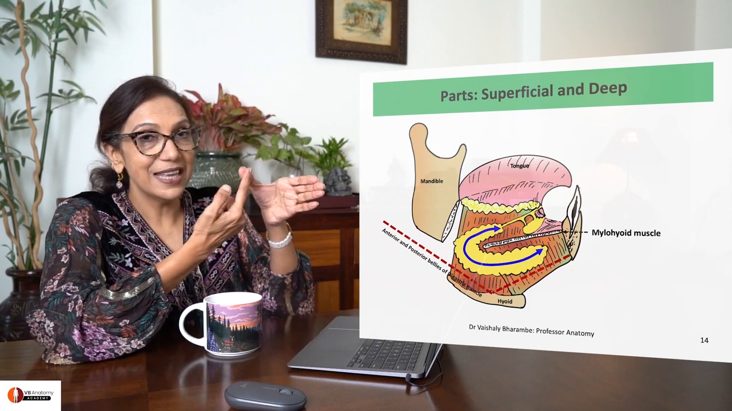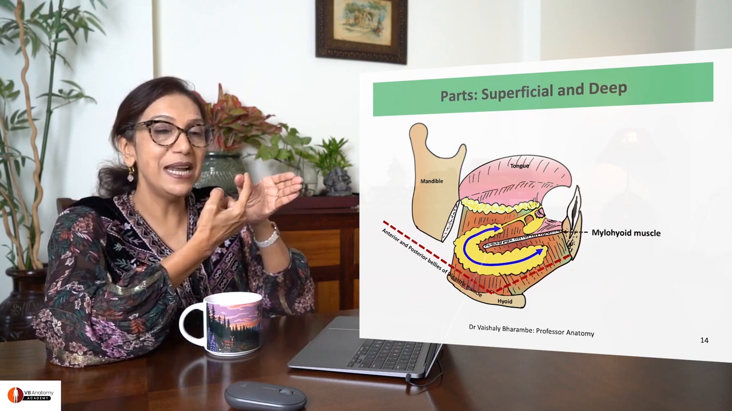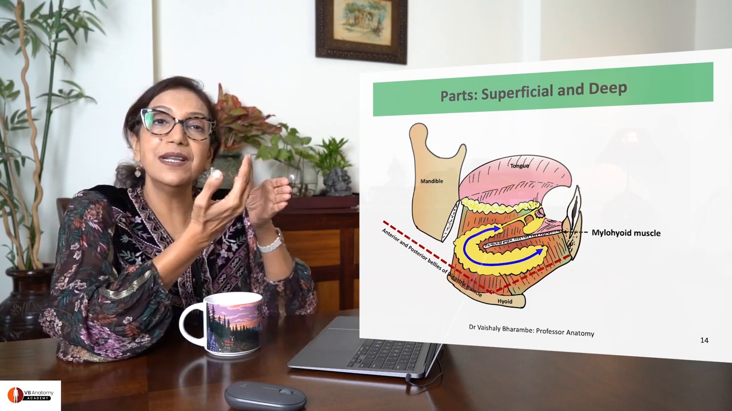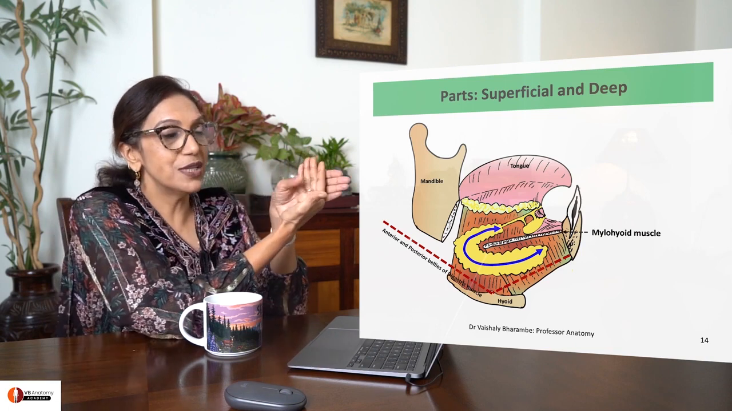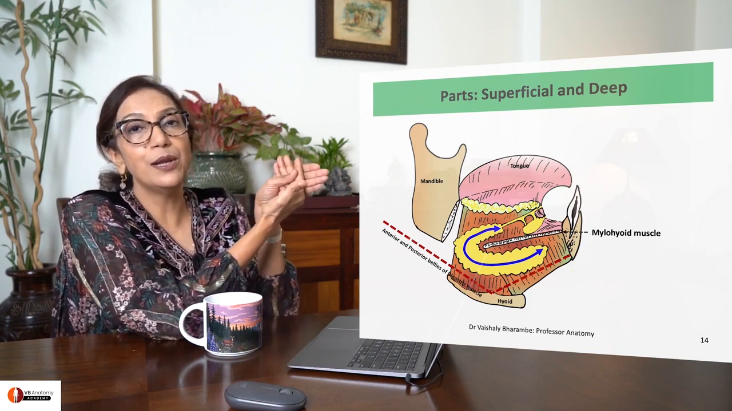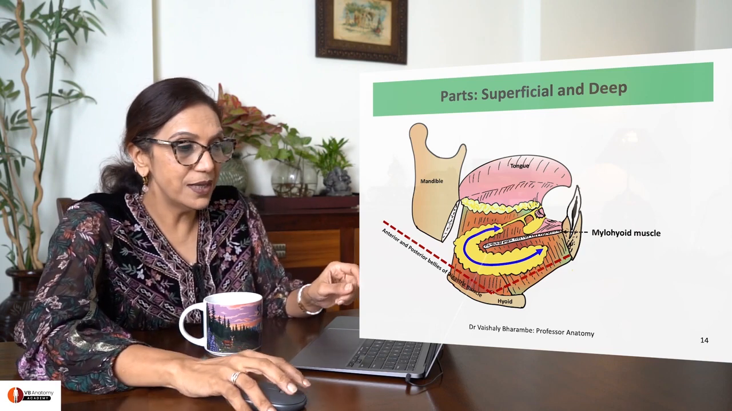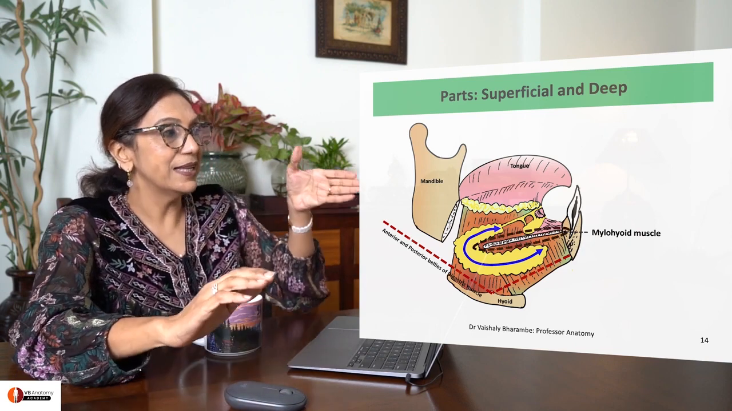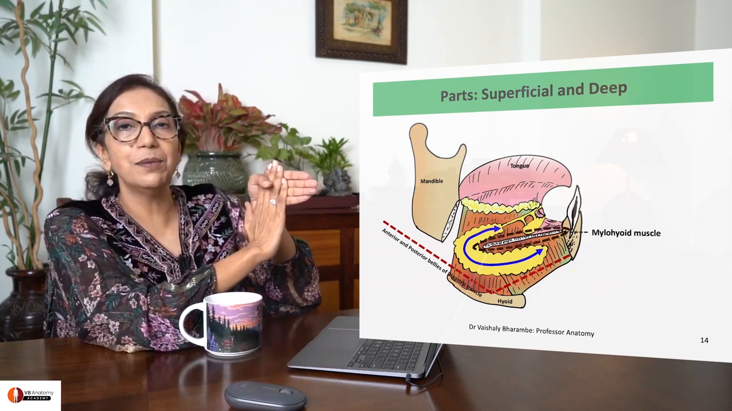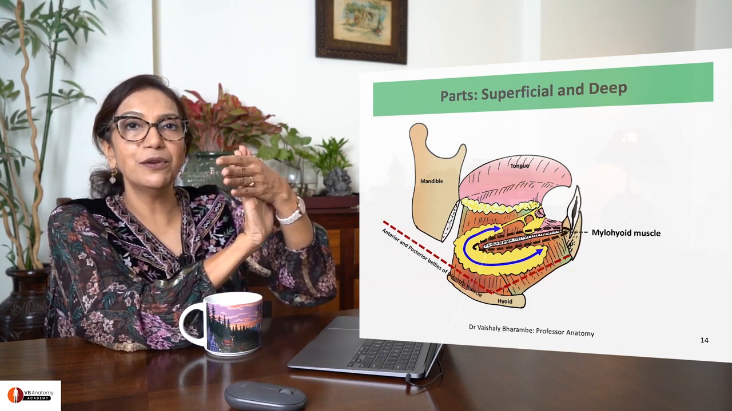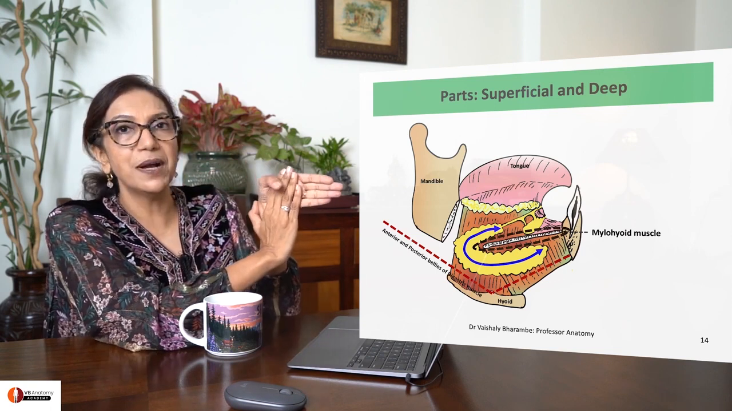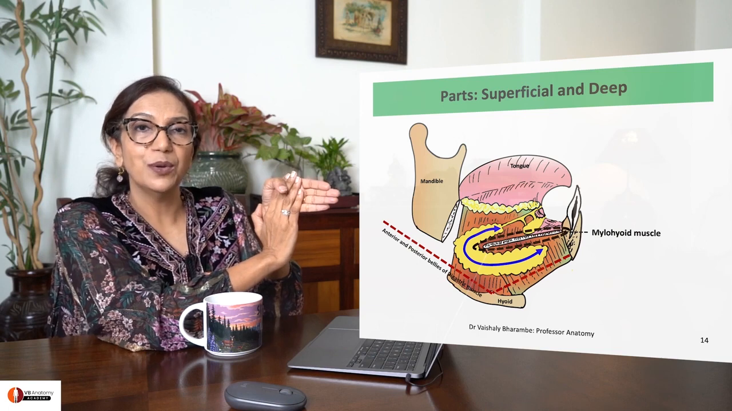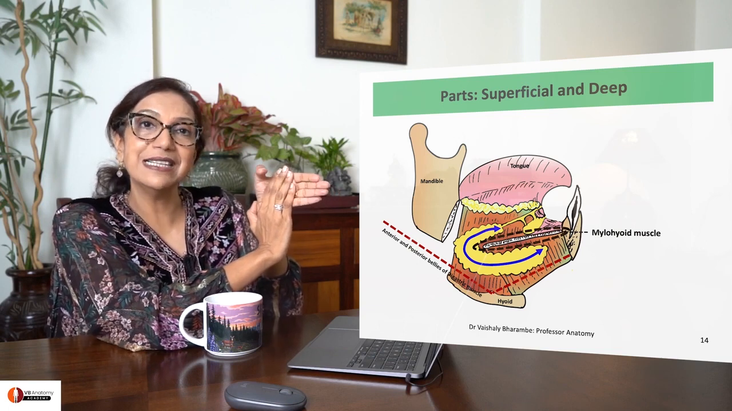It's a gland that is bent in this manner. Around what is it curving? Around the posterior border of your mylohyoid muscle. So here's your mylohyoid muscle and the gland is winding around the mylohyoid muscle. Larger part of the gland is superficial, deeper part of the gland is small. The smaller part of the gland is deep.